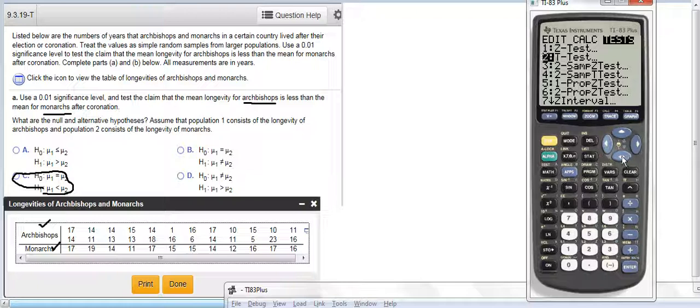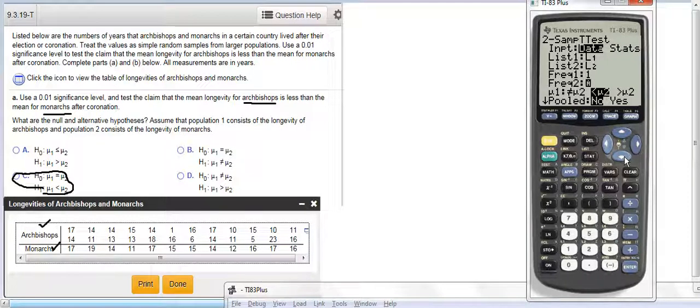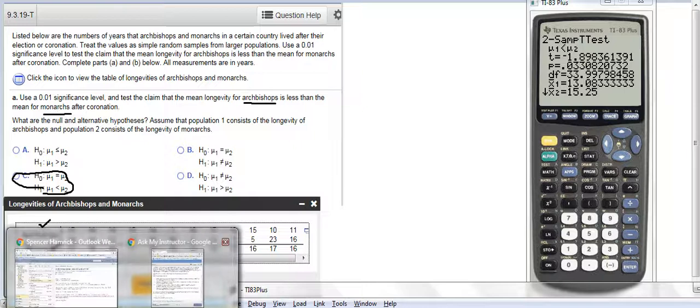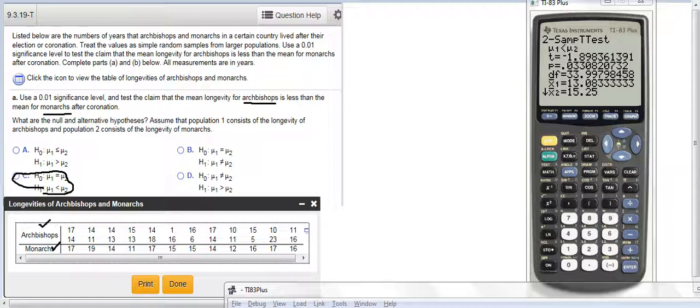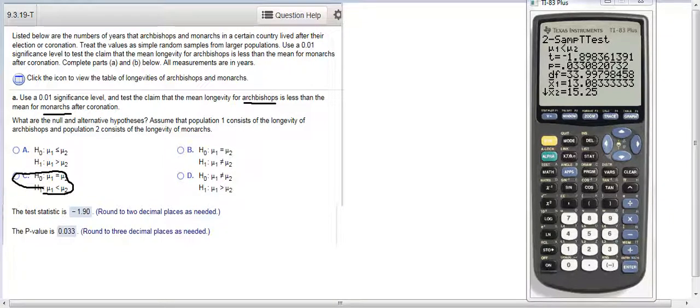We'll go over and do test, and we're going to do a two-sample t-test, and we're going to use our data this time. List 1 is the one set of data, list 2 is the other. Again, our hypothesis test is that one is less than the other, so we choose less than mu2. We leave pooled as no, and we go down to calculate, and we get our test statistic and our p-value. So let's enter those into our question now. Based off the calculator output, we put negative 1.90, rounded to 2 decimal places, and the p-value is 0.033.